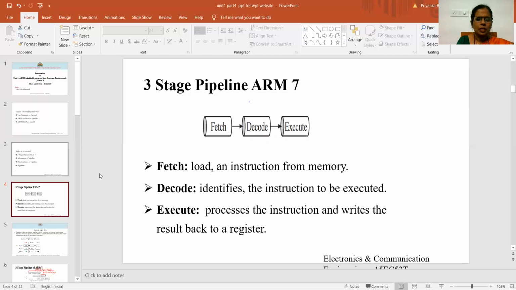So what is fetch? Fetch loads an instruction from the memory. In decode, the purpose of the instruction is identified by the decoder section. It decodes the instruction. The last stage is the execution stage. It processes the instruction and writes the result back to the register.